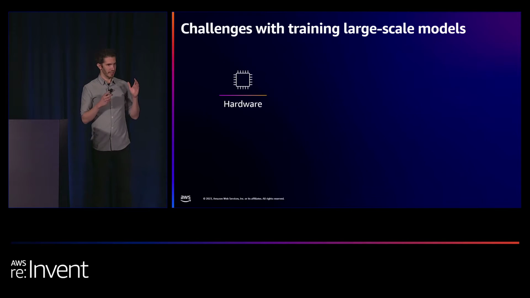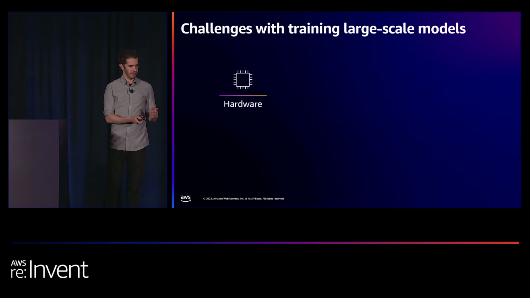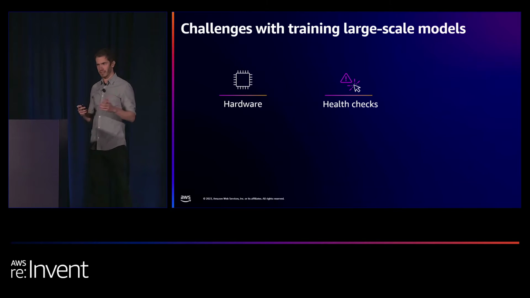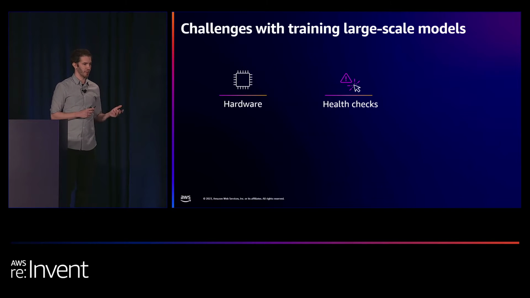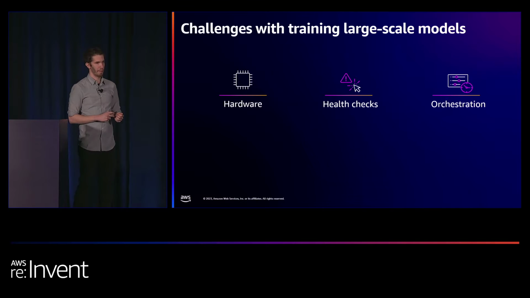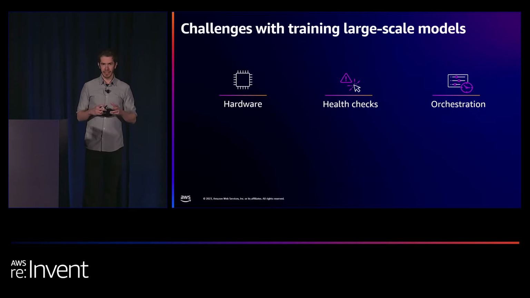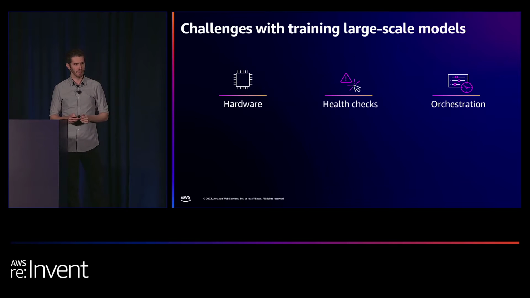But it's not enough to get access to the latest hardware. You have to think about how well it works. Is it fault-resistant enough to let you continue your training with minimal interruptions to the machine learning team? You have to think about orchestration and how to most effectively use the resources you have available, especially if you have a large team of data scientists who want to train many models in parallel.